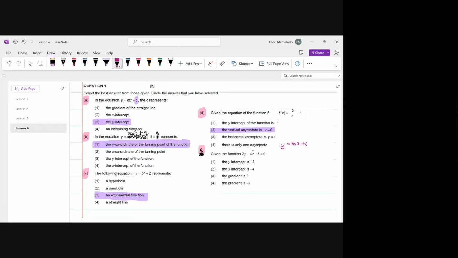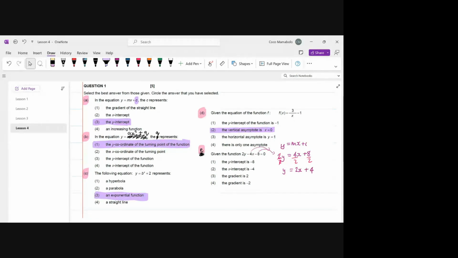So I'm going to take the negative 4x over, and I'm going to take the negative 8 over. I'm going to end up with 2y is equal to 4x plus 8. And I don't want 2y, I want y. So I'm going to divide by 2 throughout. Okay, so my final function will be y is equal to 2x plus 4. That is the original function.